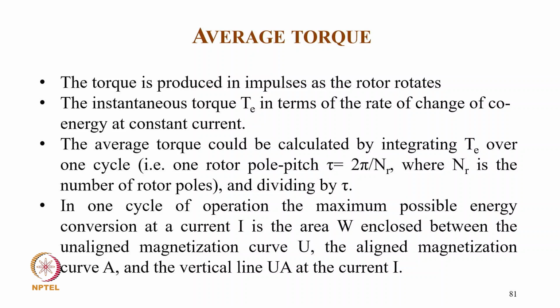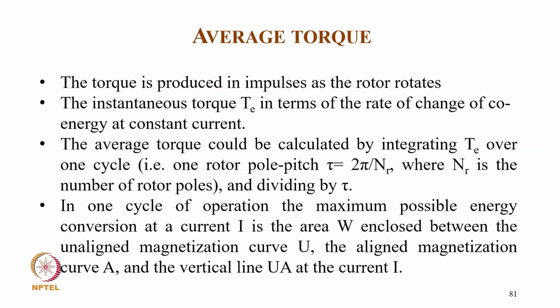Now coming to the average torque. The torque is produced in impulses as the rotor rotates, and the instantaneous torque is the rate of change of the co-energy at constant current. The average torque can be calculated by integrating T over one cycle, that is one rotor pole pitch equal to 2 pi upon Nr, where Nr is the number of rotor poles, and dividing by tau.